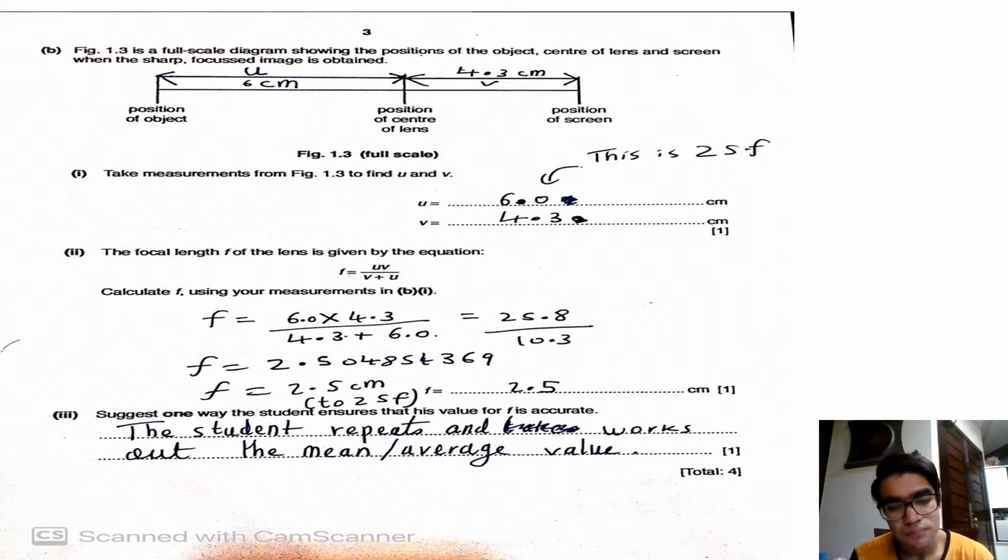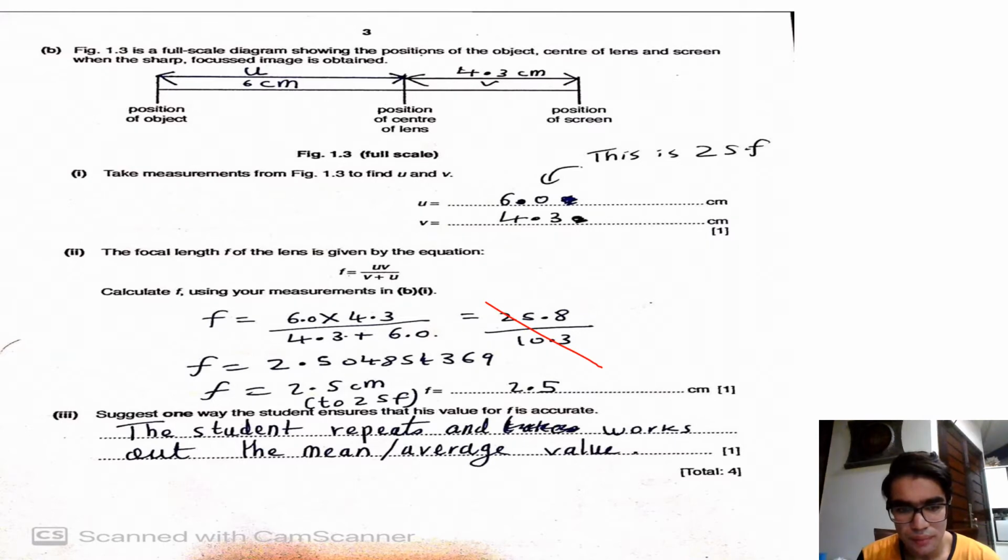Okay. So the question is: the focal length f of the lens is given by the equation f is equal to uv divided by v plus u. Calculate f using your measurements in b1. So this is an easy question, you just substitute it. So f is equal to 6 times 4.3 divided by 4.3 plus 6. It's 25.8 divided by 10.3. The answer that you get on your calculator is 2.04854369 and so on. And you basically write to two significant figures. And how do you know that? Because, ignore this, ignore this.